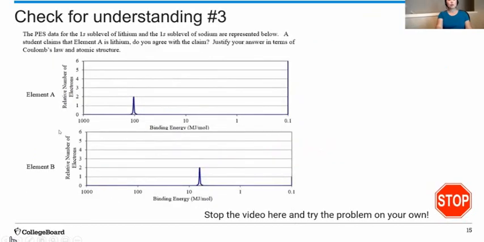For the next question, you're given the PES data for the 1s sublevel of lithium and the 1s sublevel of sodium, and it says that a student claims that element A is lithium. Do you agree with the claim? Justify your answer in terms of Coulomb's law and atomic structure. So again, there are 2 things that you need to do here. You need to answer the question, do you agree or disagree? And then you need to justify your answer, and you're doing it for Coulomb's law and in terms of the atomic structure. So again, press stop, answer the question, and then press play when you're ready to continue.